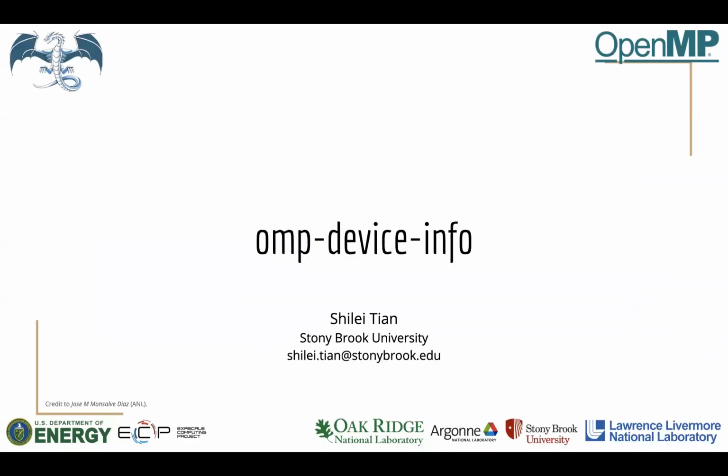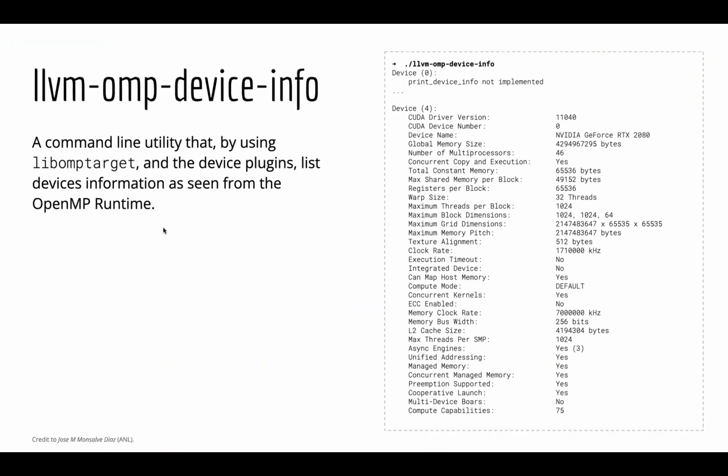The next one, actually the last one, is about OpenMP device info. It was developed by Jose from Oak Ridge National Lab. It is a command line utility using the LLVM target and the corresponding device plugins that can list all of the device information seen from the OpenMP runtime. All the vendors, of course, provide a similar tool in their SDKs, but here we just use one binary that can support all of the vendors as long as the corresponding function is implemented.